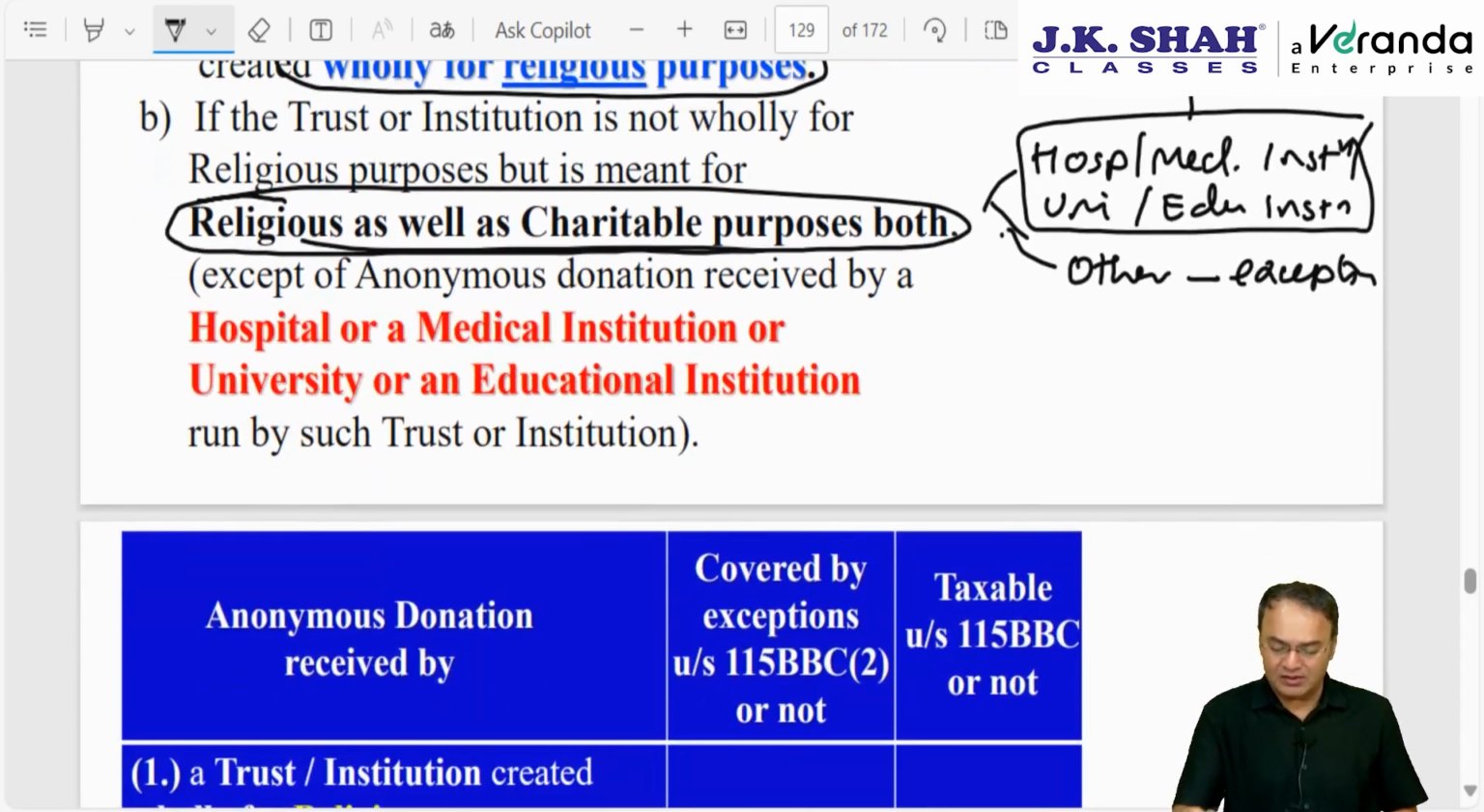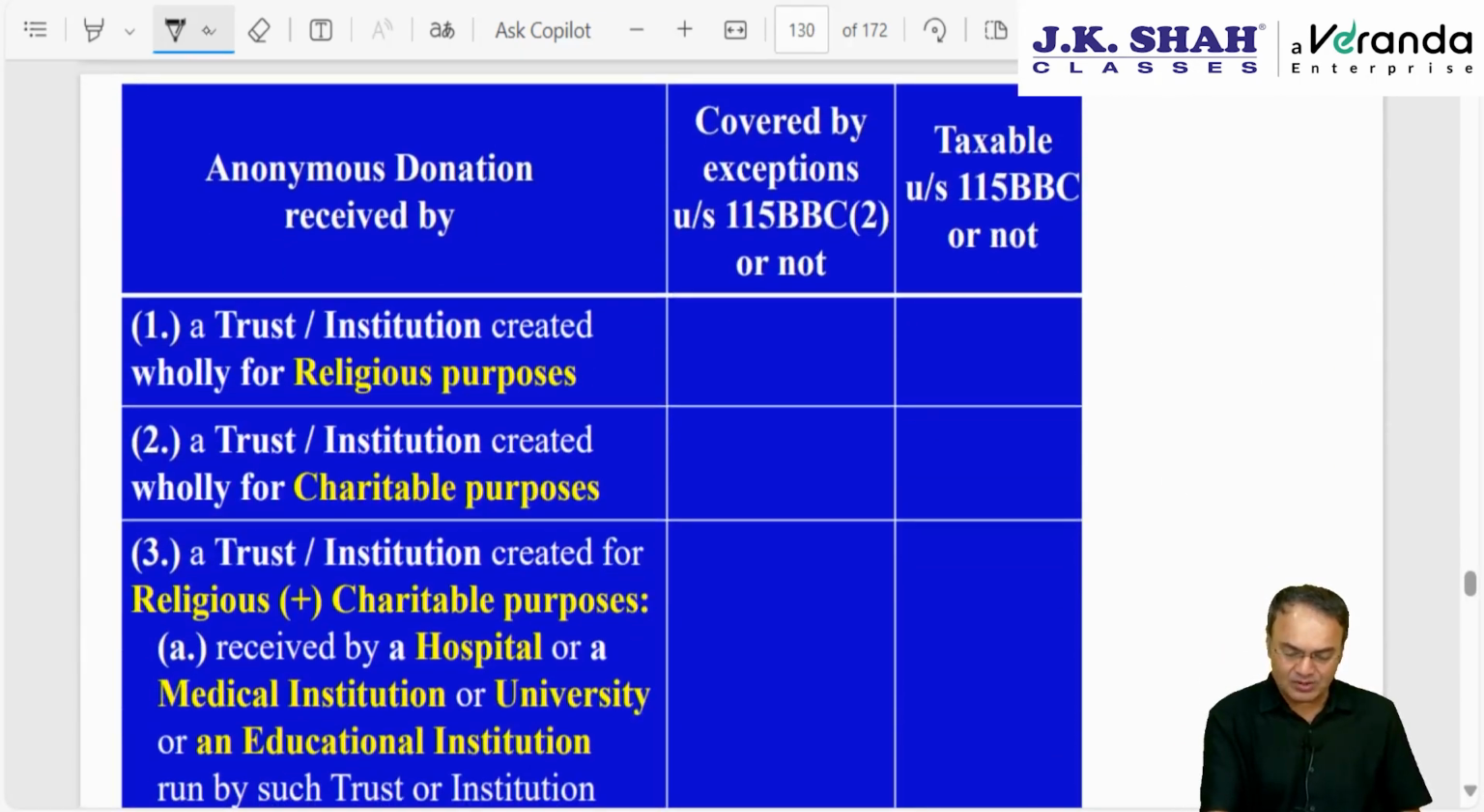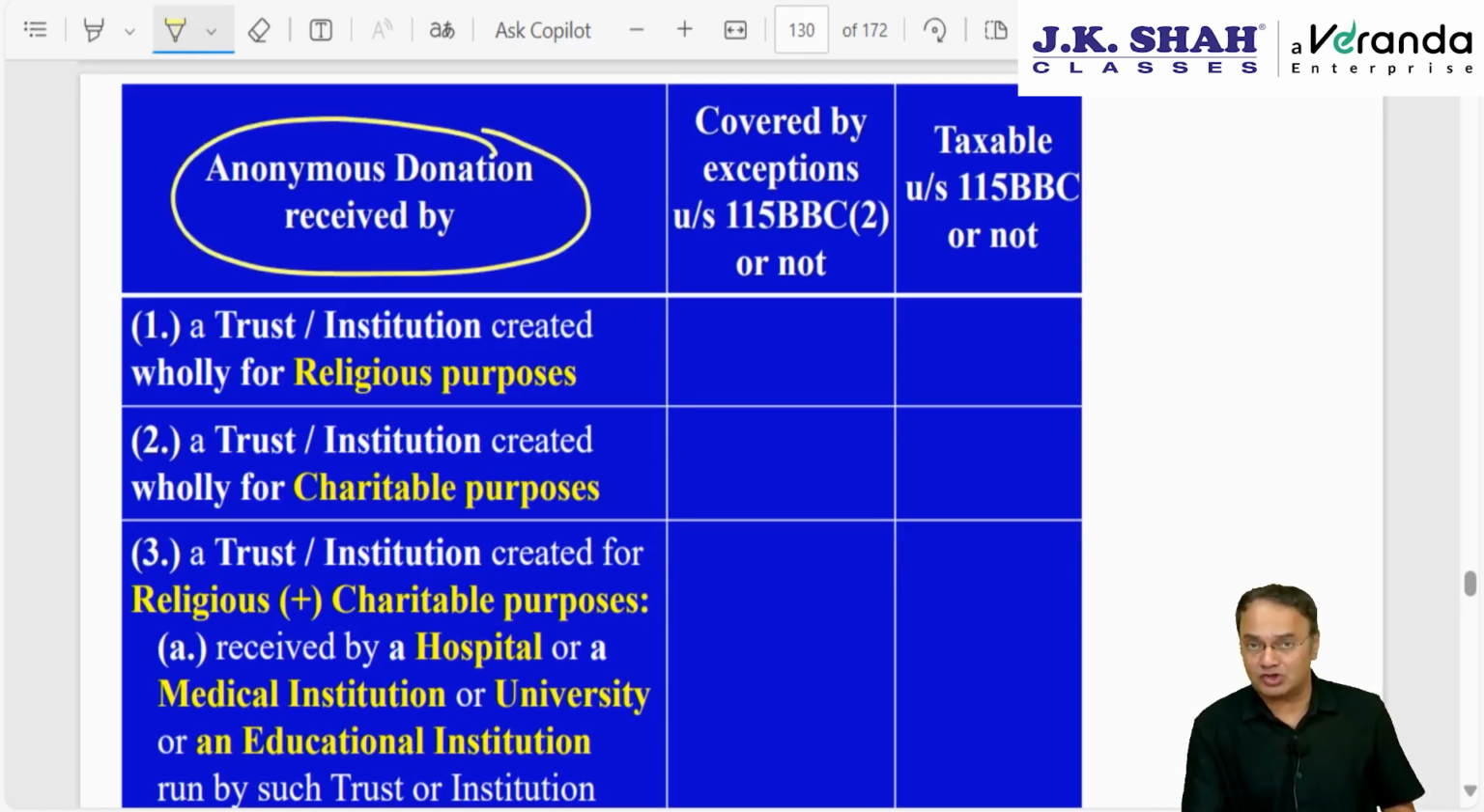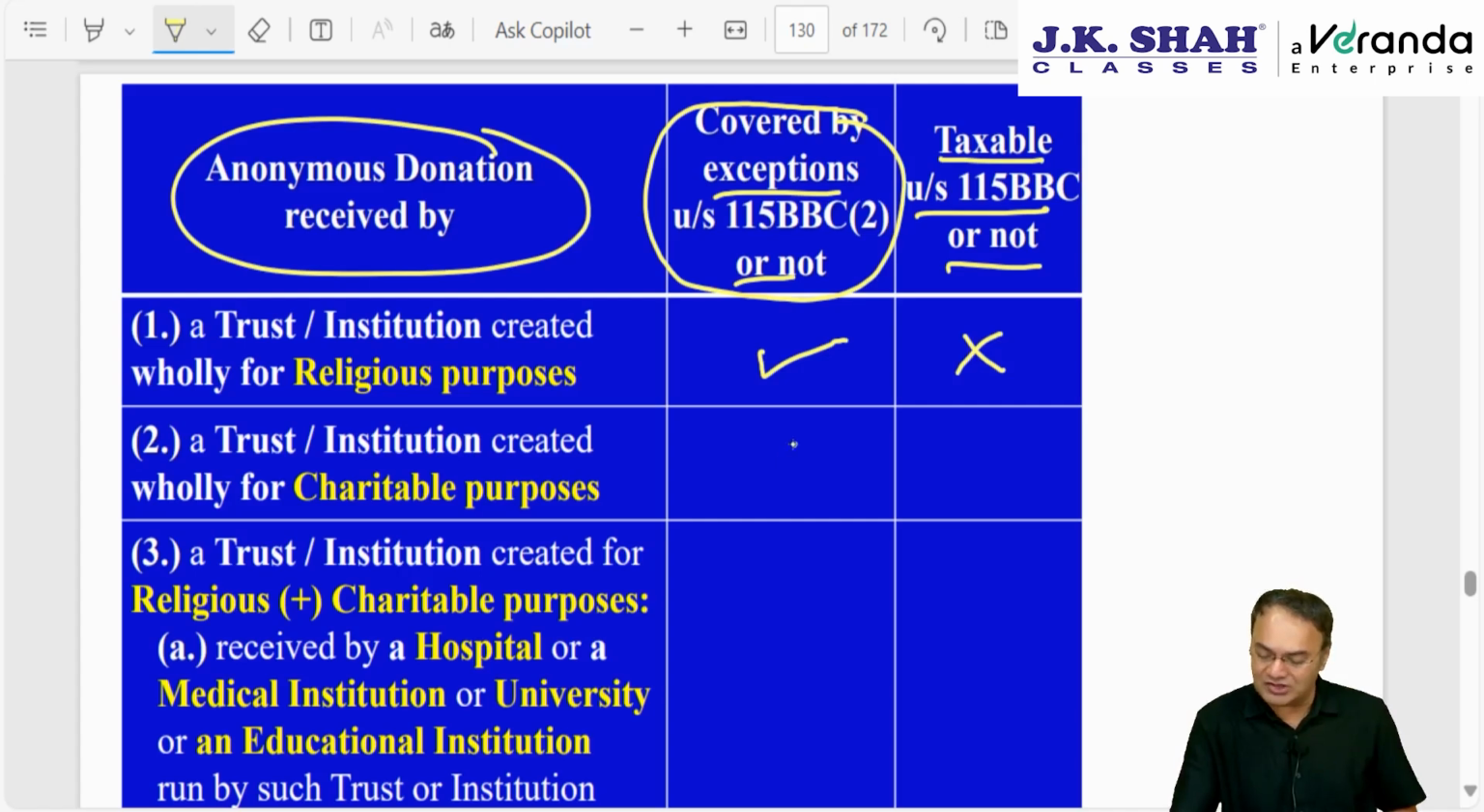Let us try to understand with the help of one example. Supposing anonymous donation is received. So, three columns. Number one, anonymous donation is received by whom? Second, is it covered by exception or not. If it is covered by exception, the answer to this column is yes, then the answer to the next column, whether taxable at 30% or not, will be no. And vice versa. If the answer here is no, not covered by exception, then here the answer will be yes, taxable at 30%. So, the last two columns are opposite of each other. That is what you need to understand.